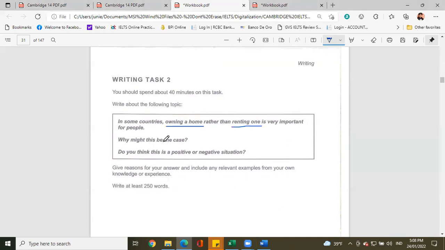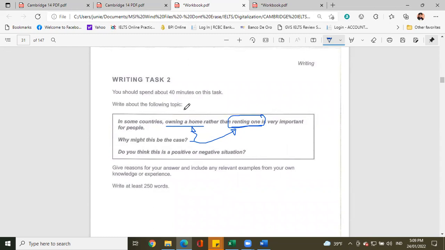So pag sasagutin mo tong why might this be the case, sasabihin mo syempre bakit people prefer owning a home, di ba? Pero wag mong kalilimutan banggitin why less people prefer renting one. Eh kasi binanggit siya dun sa passage eh. So that's what you call cardinal rule 2. Pag hindi mo binanggit tong renting, hindi ka magbaban sa that. Okay?